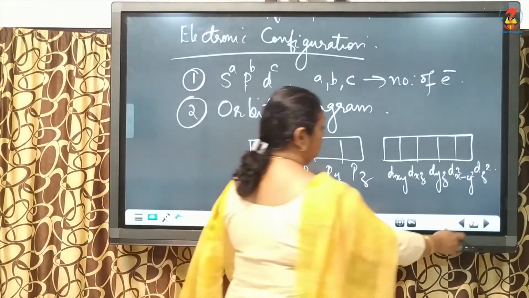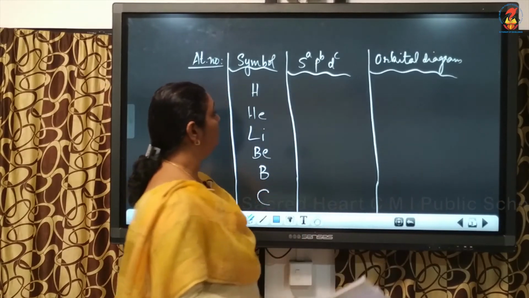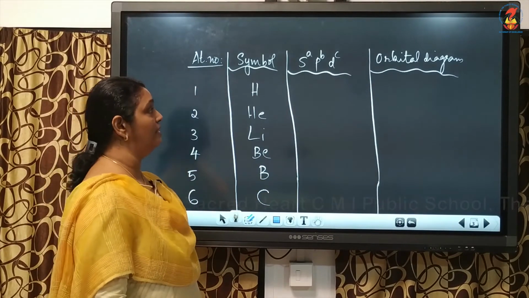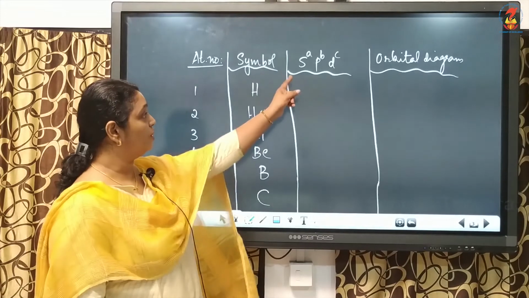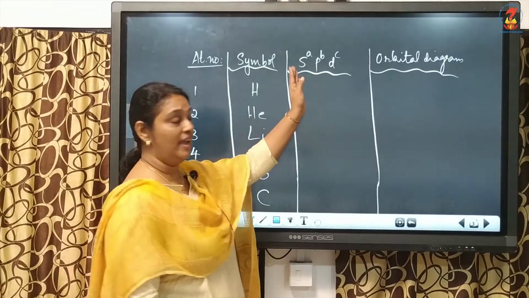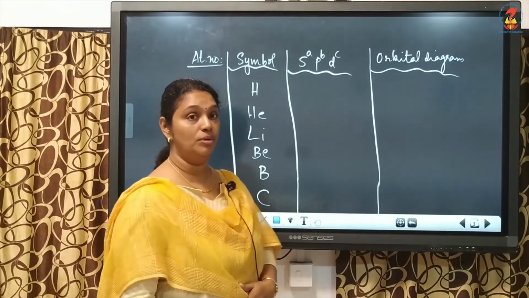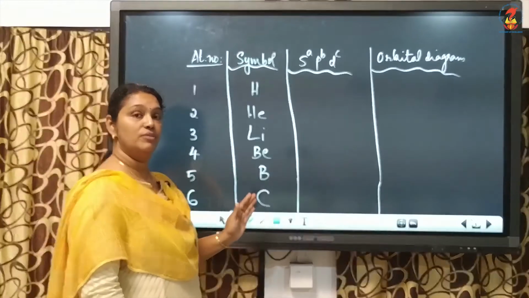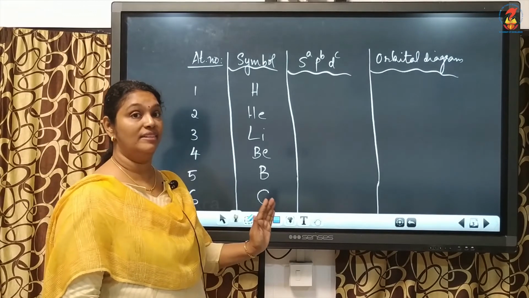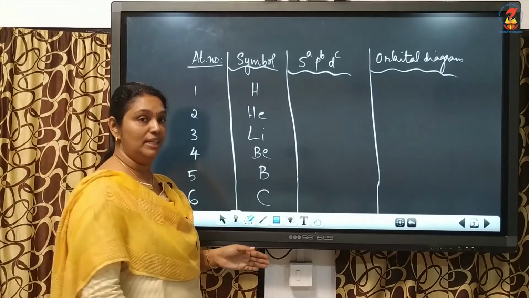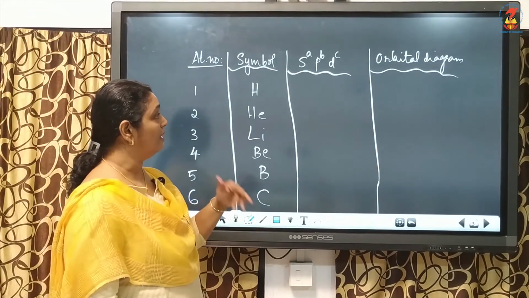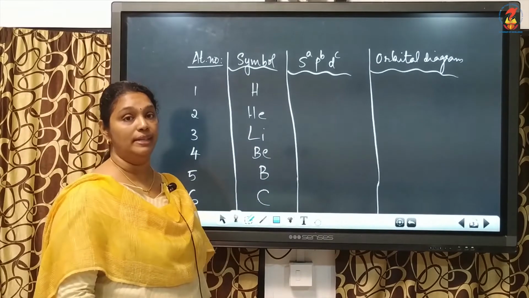Now, here I have written 4 columns: atomic number, symbol, then the electronic configuration represented as SPD, and last column we have the orbital diagram. So I have written here the elements from atomic number 1 to 30, and the symbol of the element is written. Now let's write the electronic configuration SPD.